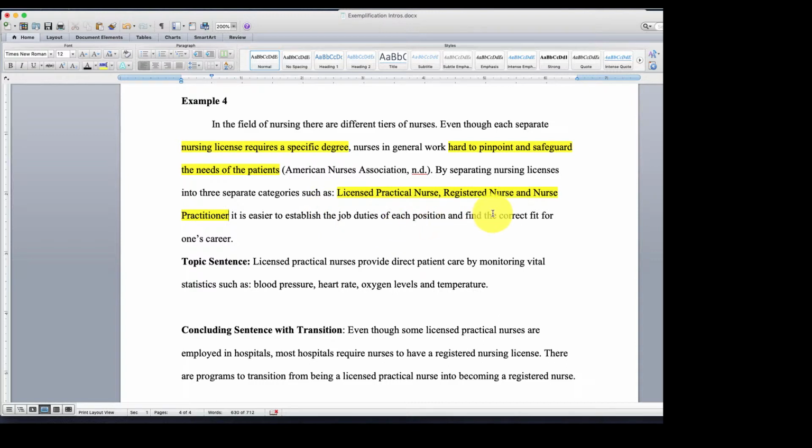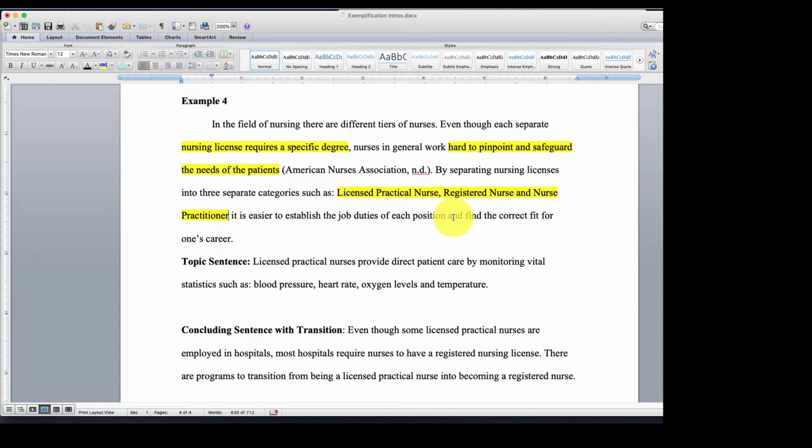So again, the common thread that's going to run through this paper is that regardless of the type of nursing, they pinpoint and safeguard the needs of patients. We also see that it's going to really talk about the licensing requirements of each of them because they have separate licenses and separate categories. Job duties are also going to be mentioned.